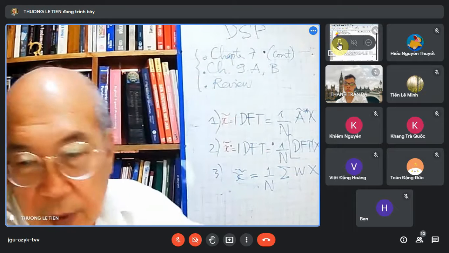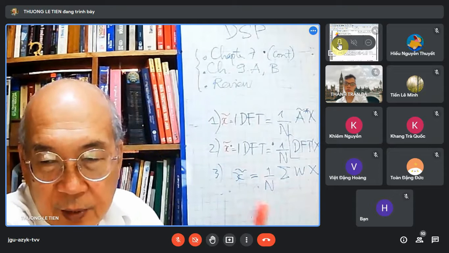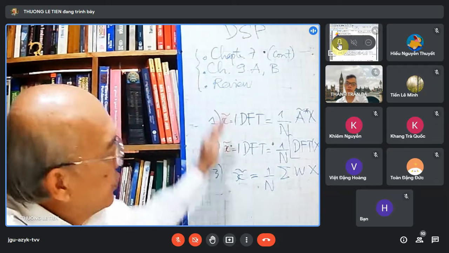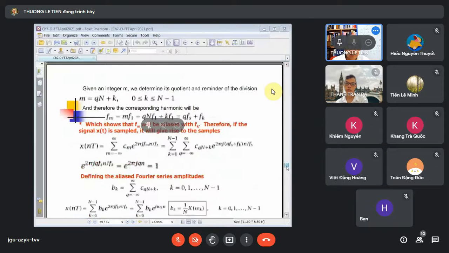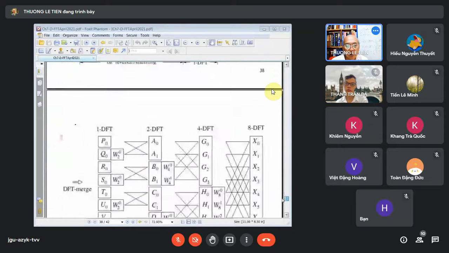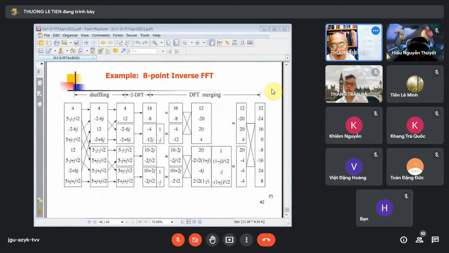Always bear in mind, we can't get back the original signal, except the traffic signal. So we have three formulas. Now, there is a question. What formula do we use here to calculate the 8-point inverse FFT in this example? Just say 1, 2, or 3.